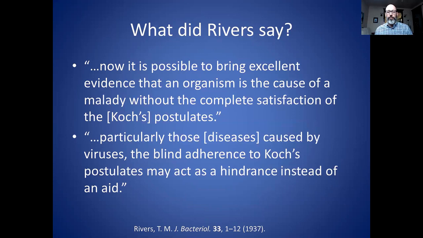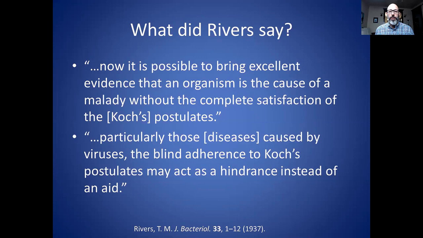So I went and looked at Rivers' article from 1937 where he laid out these six criteria, and I found a few interesting quotes to help us learn a little bit more detail about what he was saying. So the first quote: "Now it is possible to bring excellent evidence that an organism is the cause of a malady without complete satisfaction of Koch's postulates." So basically he's saying that you can skip the steps that are not included in his criteria and still prove that a virus causes a disease.